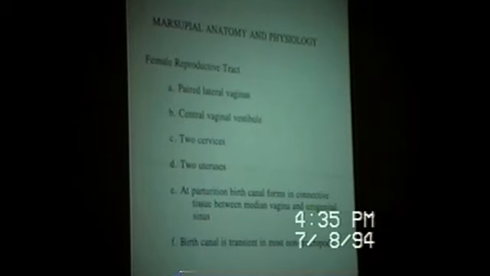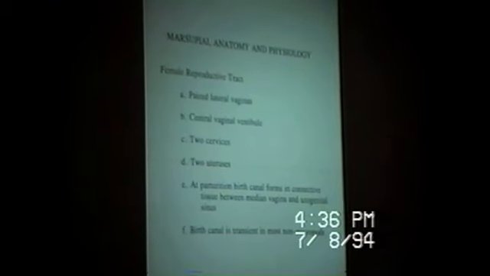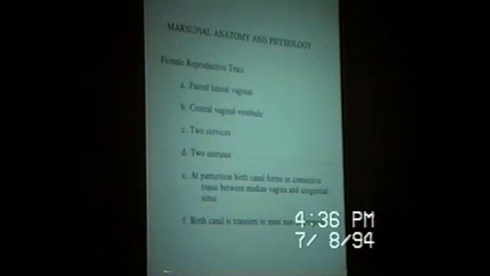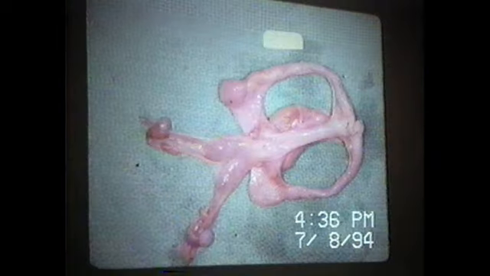At parturition, a birth canal forms in the connective tissue between the median vagina and the urogenital sinus. And that birth canal is transient in most marsupials, but in macropods, once that canal is formed and becomes epithelialized, it's a permanent structure.